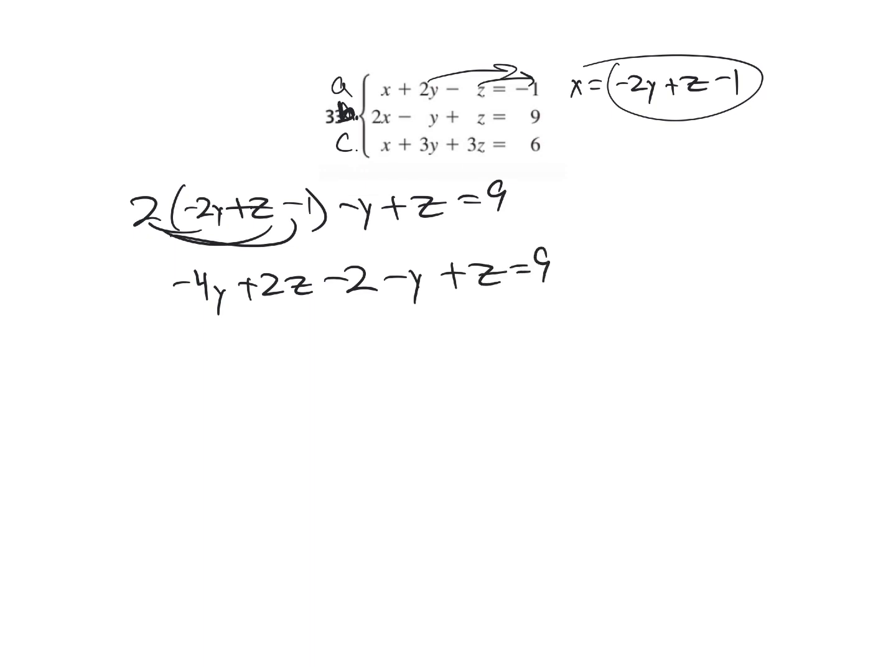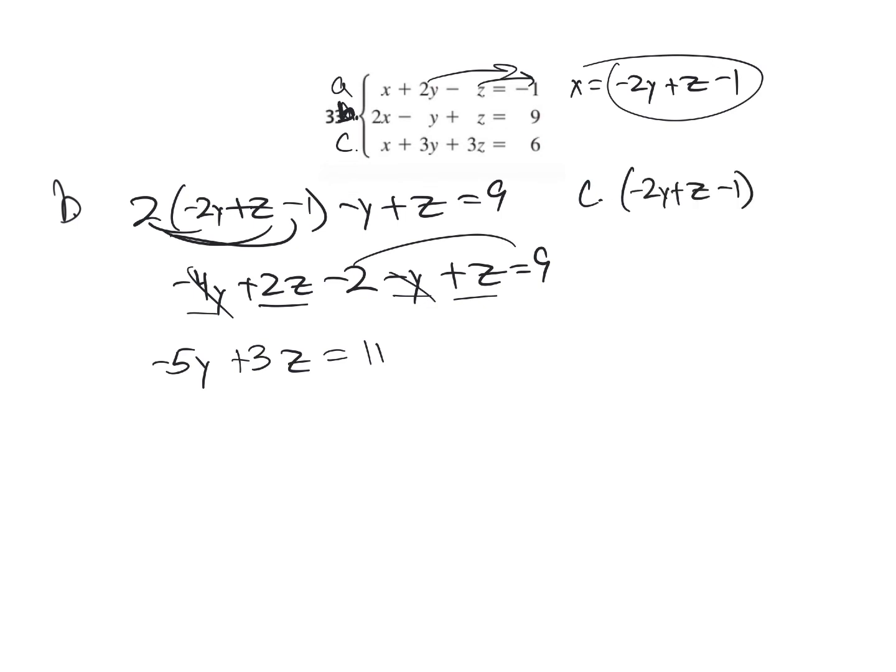Combine like terms. Let's put our y's together. That's minus 5y. And then our z's. That's plus 3z. And then let's add 2 to the right. That's equals 11. That was b. Let's do c. X is negative 2y plus z minus 1 plus 3y plus 3z equals 6. Don't need the parentheses, there's nothing to distribute. So let's combine like terms. Negative 2y and 3y is y. And a positive z and a positive 3z is positive 4z.